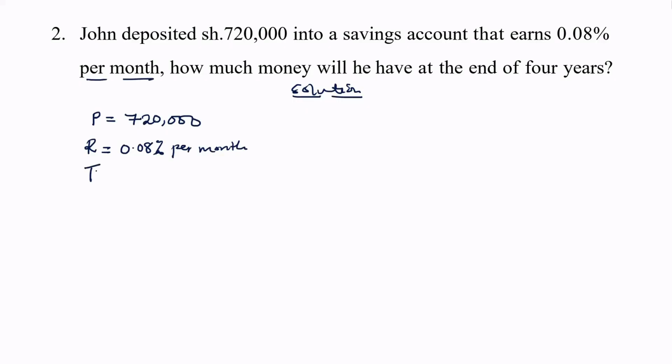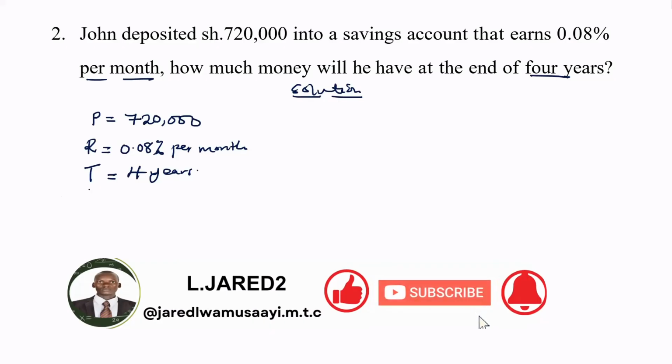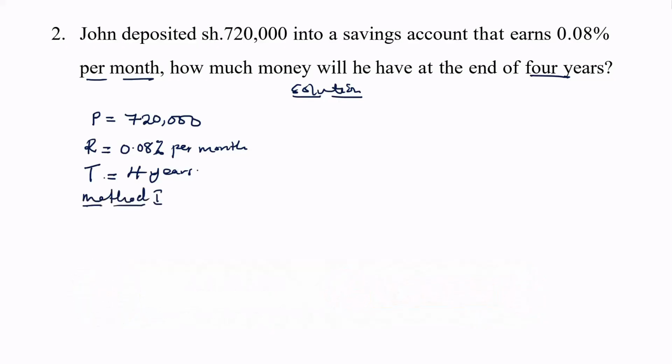Then our time T simply equals, they are talking of 4 years. So this is 4 years. So we can see that the rate and time are not in the same unit. The rate is per month, yet the time T is in years. So what we do, we change either the rate to be in years, or we change the time to be in months. This is what I mean. If we decide, in method 1, to change the time to be in months, our time is simply going to be equal to 4 multiplied by 12. So 4 multiplied by 12 gives us 48 months.